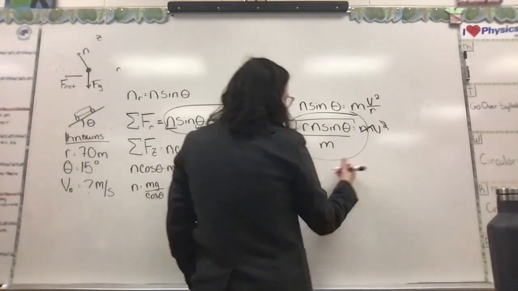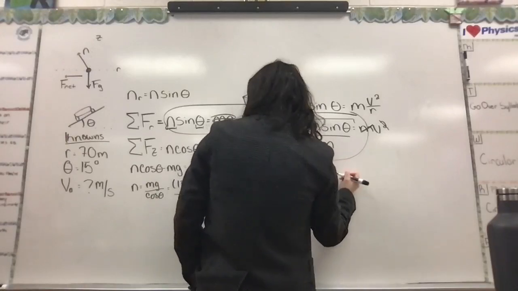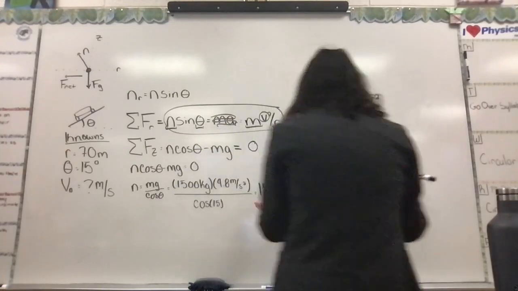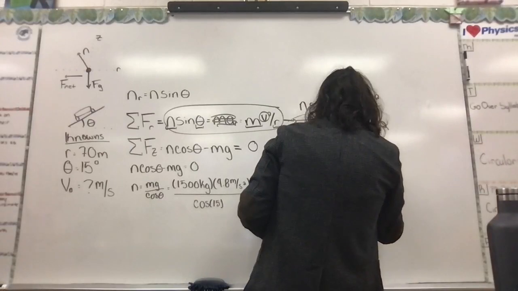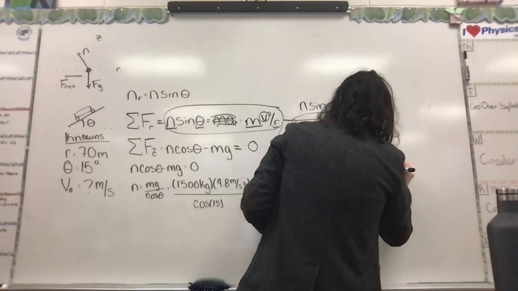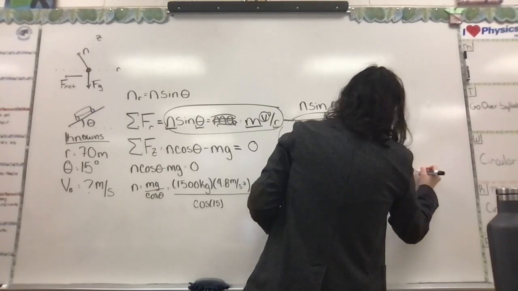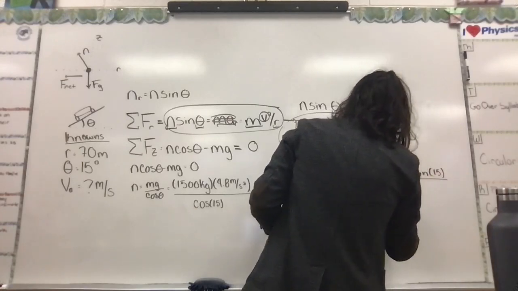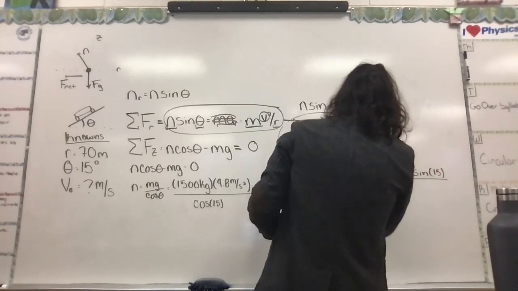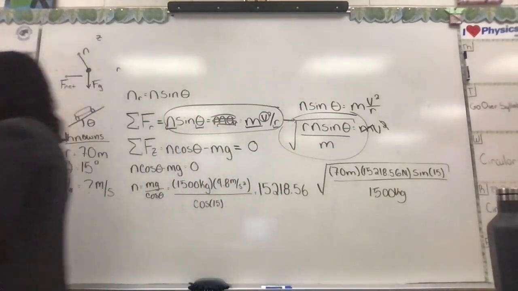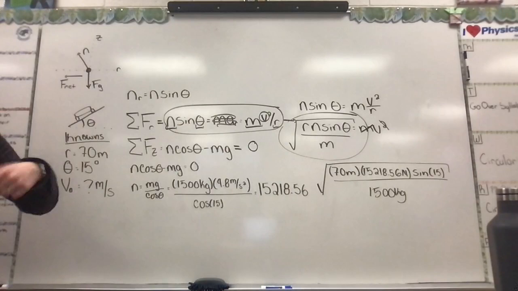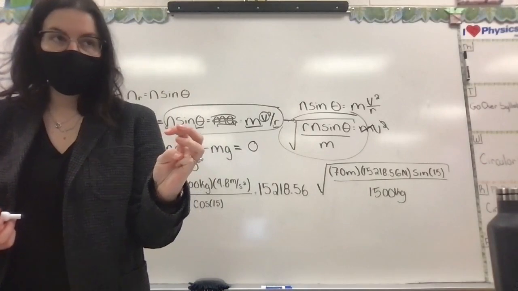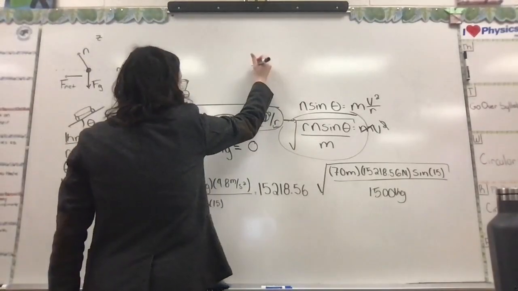Yeah. Okay. So we are going to have the square root of what's our r? 17. Okay. And then we solve for our n, right? So we can plug it in straightforward. And then sine of what's our theta? 15. Okay, divided by our mass, which is the 1,500 kilograms. So what do we get as the velocity that we would need to be going at in order to keep our car moving without friction? 13.56? Yeah.